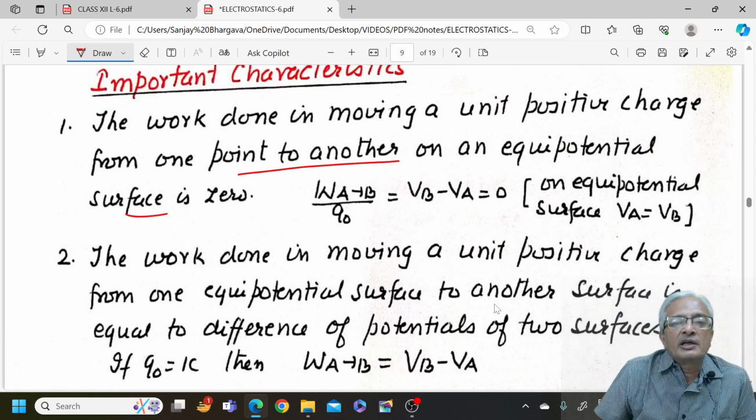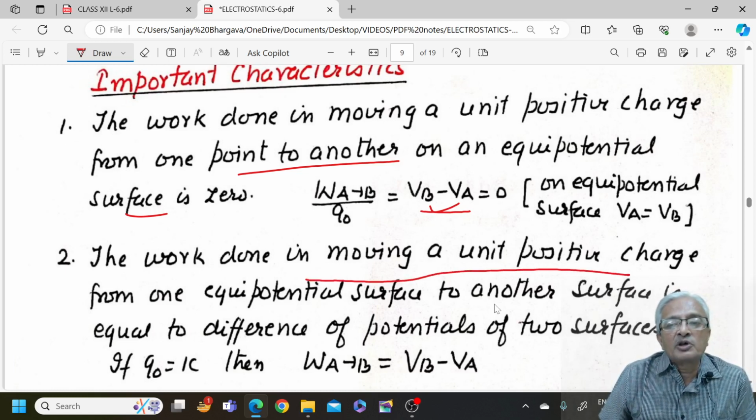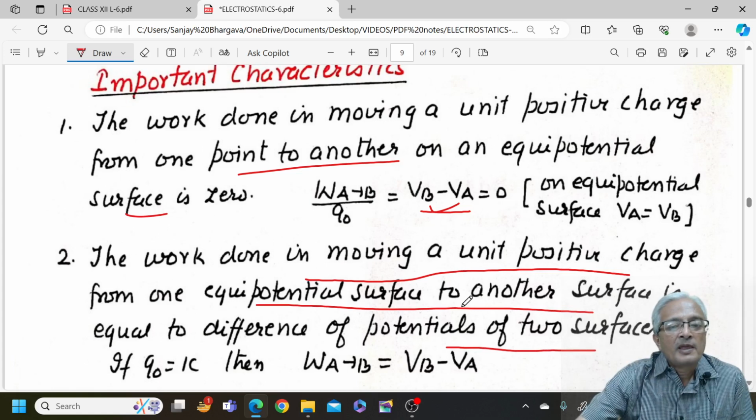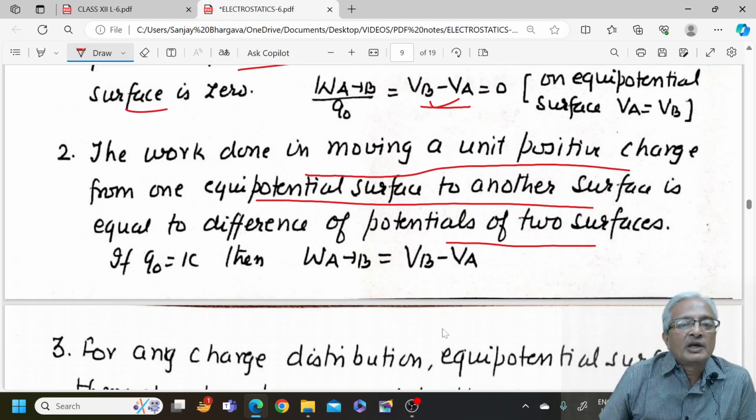So what is work done? It is VB minus VA. Since on the equipotential surface each point has the same potential, the potential difference comes out to be 0. The work done in moving a unit positive charge from one equipotential surface to another would be equal to the difference of the potentials of the two surfaces. If q0 is equal to 1 coulomb, then W from A to B would be simply VB minus VA.